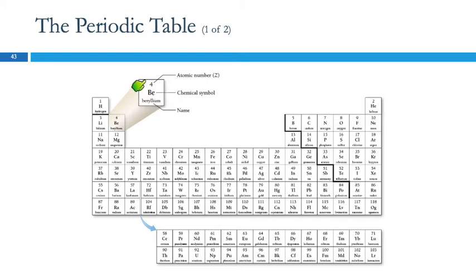So when we look at the individual squares, this one's nice because it's got the names spelled out. That one doesn't. But here's the chemical symbol, and there's a whole number, an integer, above the chemical symbol. That's the atomic number, the number of protons in the nucleus. So beryllium has 4 protons in its nucleus. You go to nickel, each nickel atom has 28 protons in its nucleus.